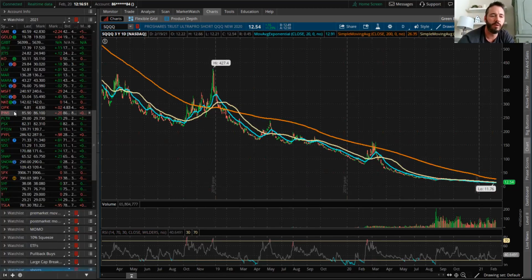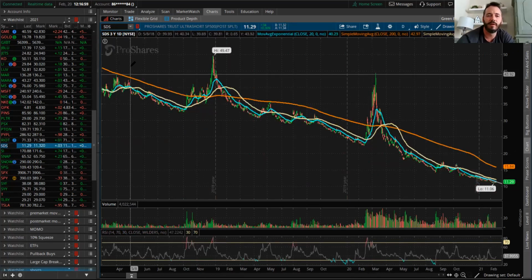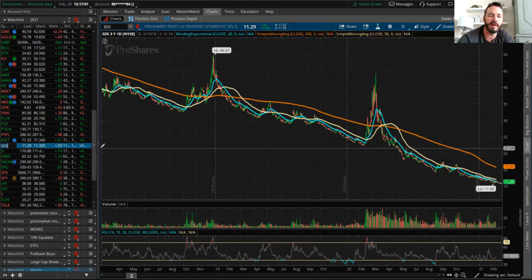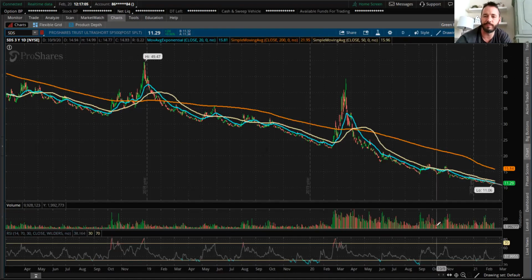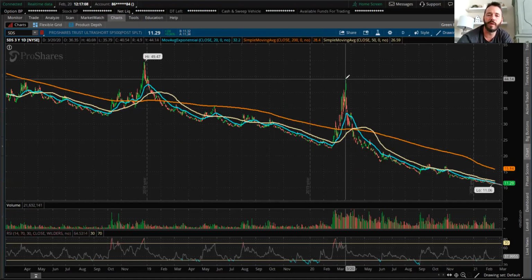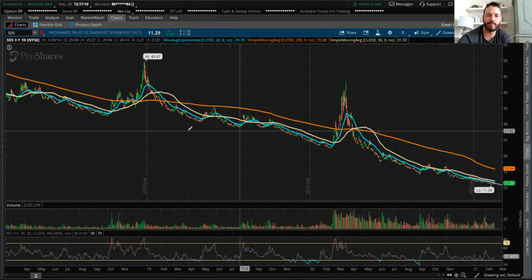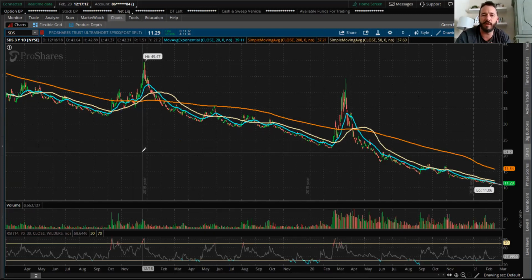Now, I think I have one for the, let me see here, SPX, SDS. This is one which is an inverse for the S&P 500. This will go up when the S&P 500 goes down. So these are some inverse plays that you can do.